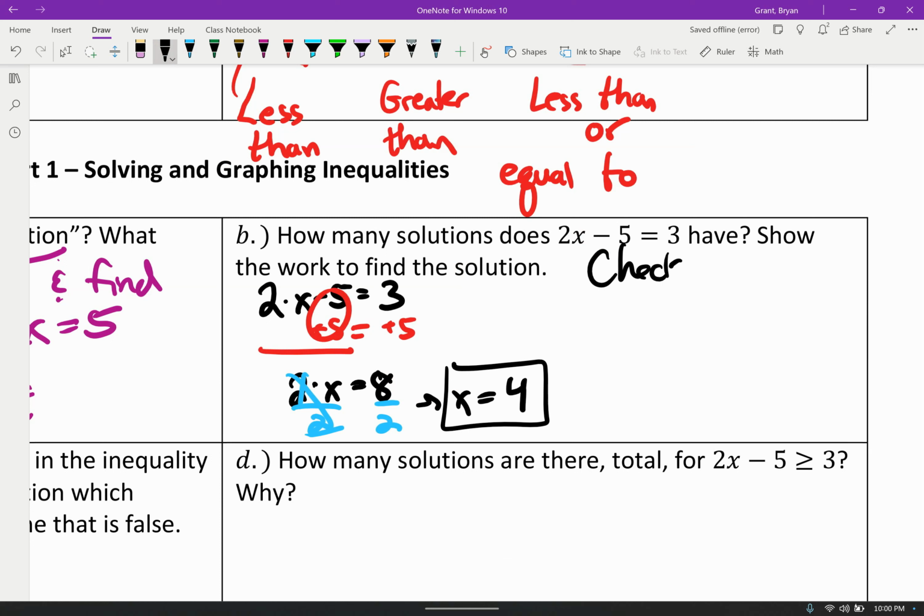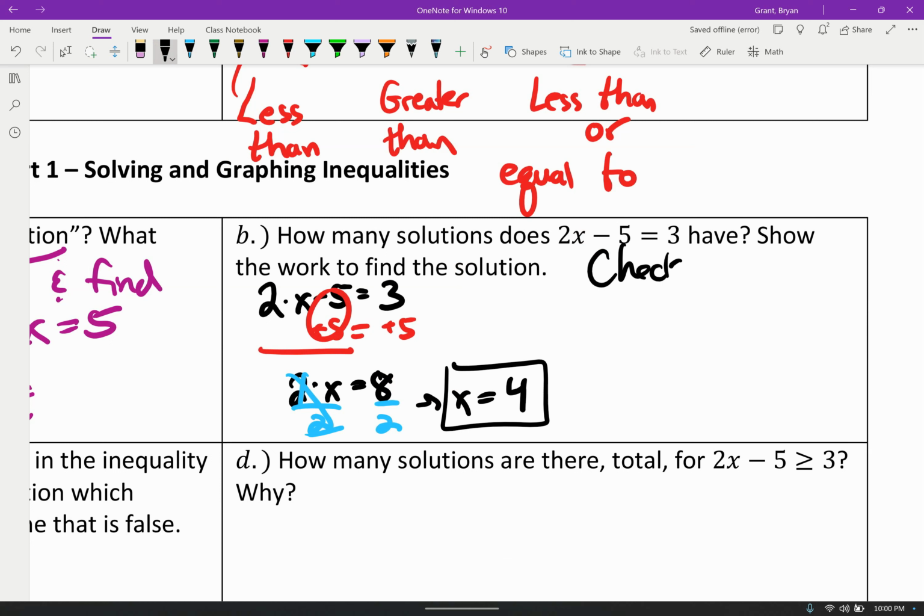Okay, so let's try one. How many solutions does 2x minus 5 equals 3 have? Well, we know how to do that. We start with 2 times x minus 5 equals 3. We follow SADMAP. We undo subtraction first on each side. That leaves me with 2 times x equals 8.